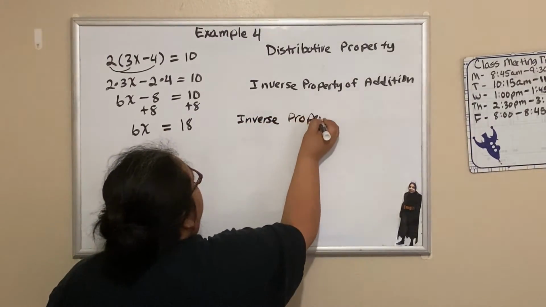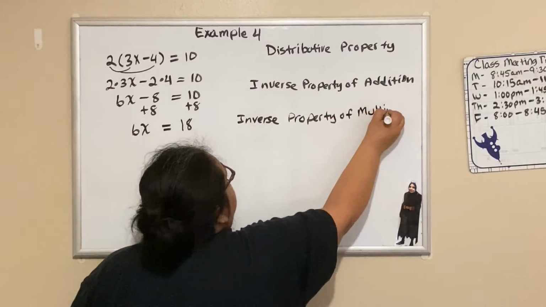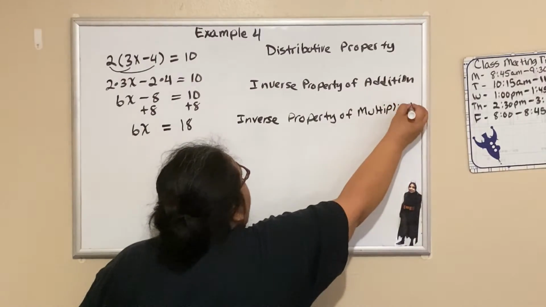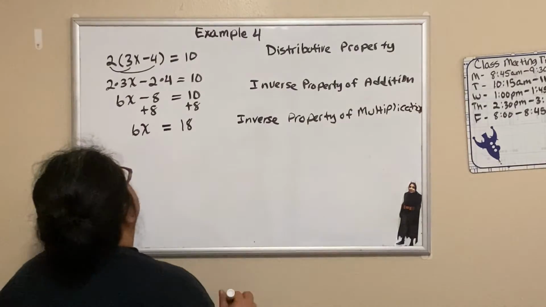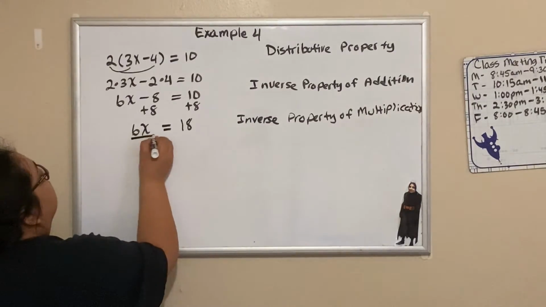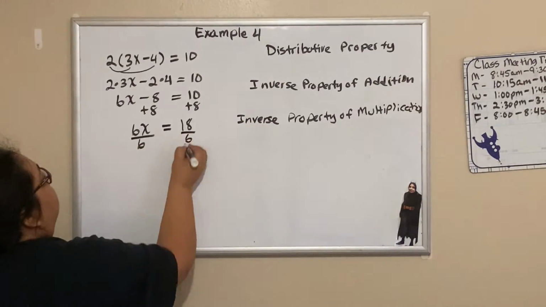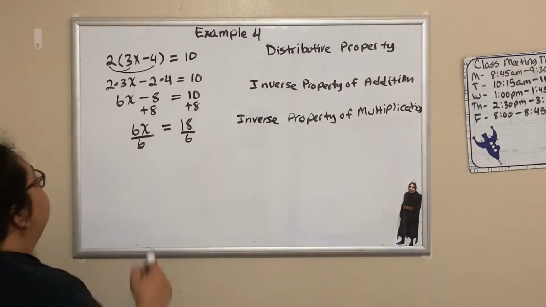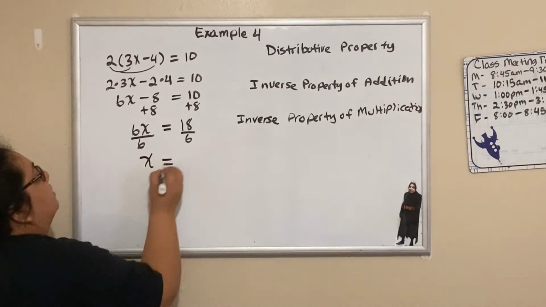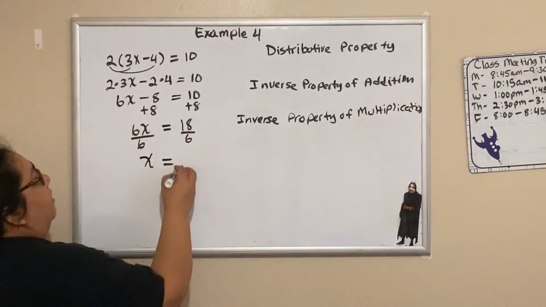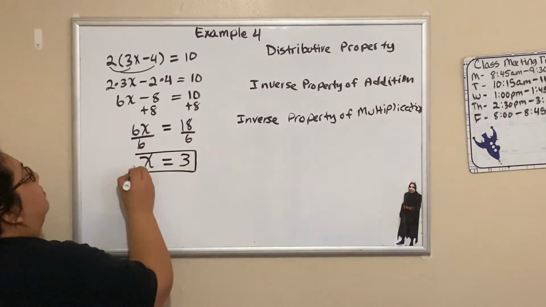And now we're going to use the inverse property of multiplication. I ran out of room. That's okay. That's multiplication. And we're going to divide by the 6 on both sides, which gives me 1, which we can skip. 1 times x is just x, which equals 18 divided by 6, which is 3. So there is our solution.